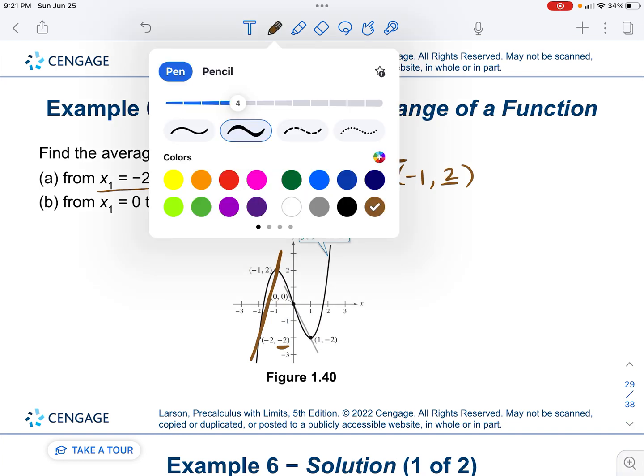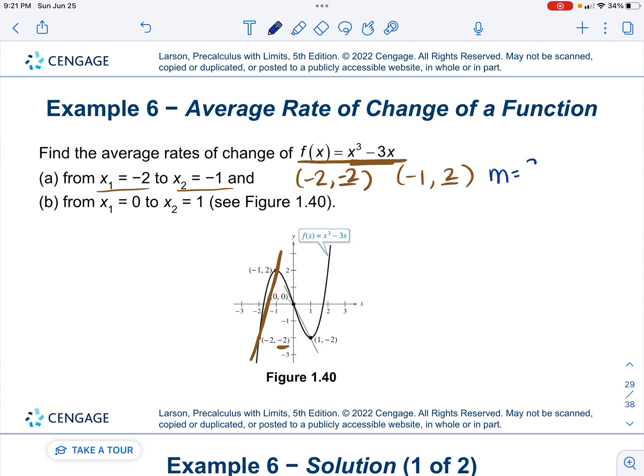So when I do average rate of change, I'm doing slope. 2 minus negative 2, negative 1 minus negative 2. That would be 4 over 1, or 4. And I was guessing steep and positive, and I got 4, so I'm happy with that.